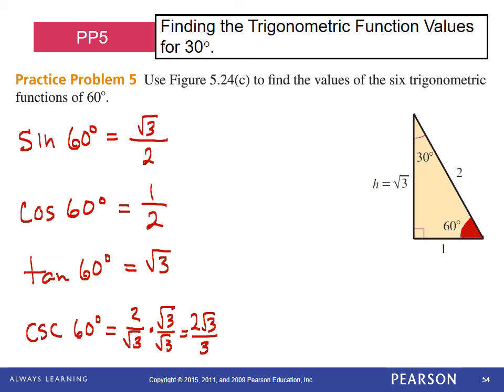Cosecant 60 degrees. Putting this together here, this is going to be hypotenuse over opposite. And again, notice we have to rationalize our denominator. So multiply root 3 on both sides, top and bottom. So now we have 2 root 3 over 3.